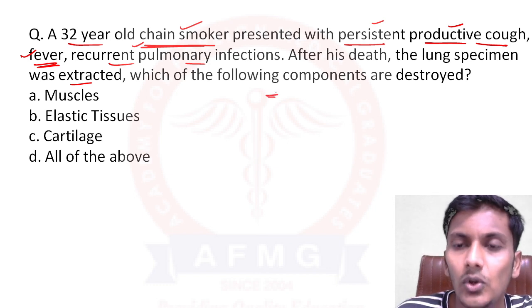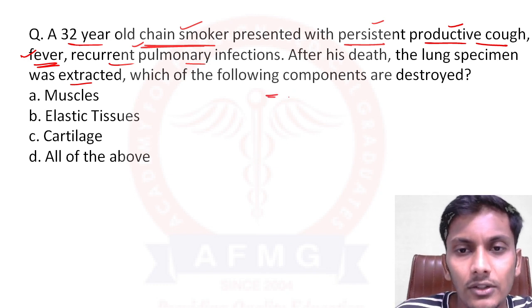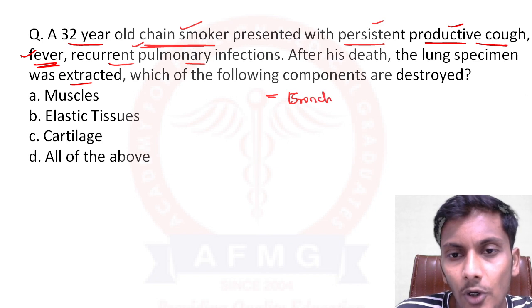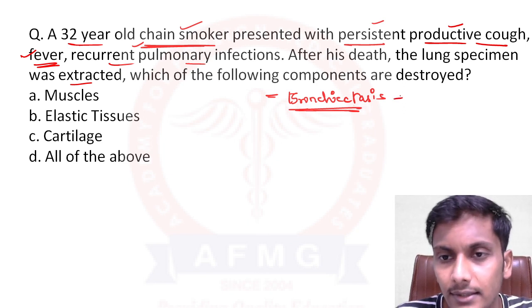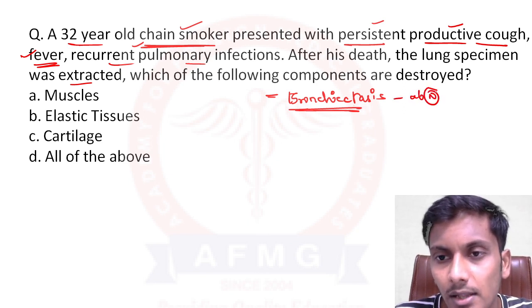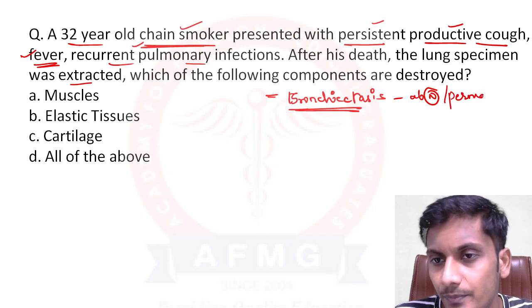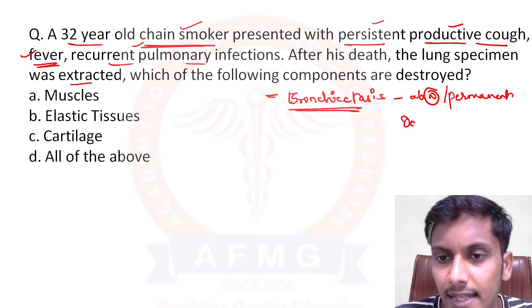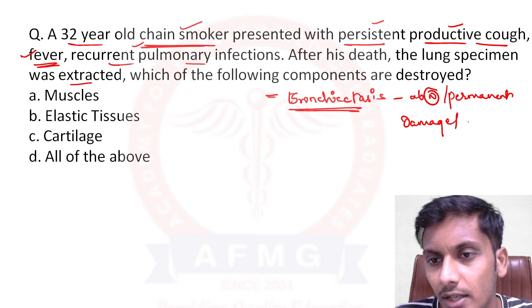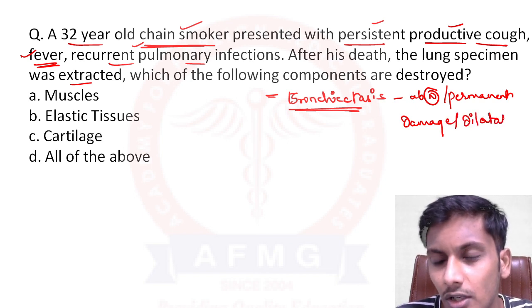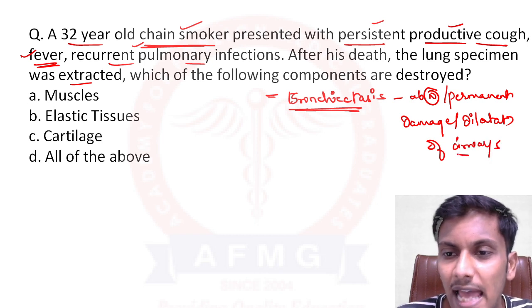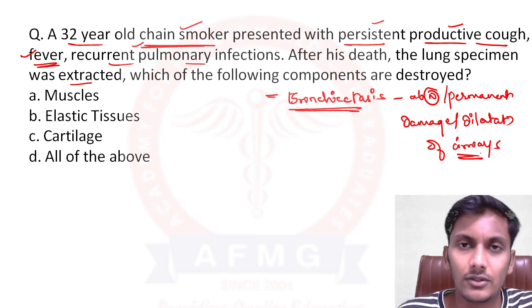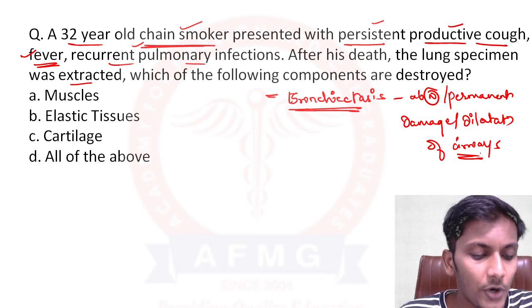As we all know, this is a classical case of which disease? This is a classical case of bronchiectasis. As we all know, in bronchiectasis, what happens? In bronchiectasis, there is abnormal and permanent damage and dilatation of what? Of your airways. So please remember, there is permanent damage of your airways, or bronchi, in cases of bronchiectasis.